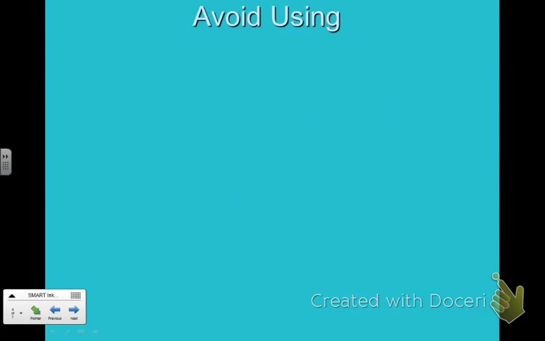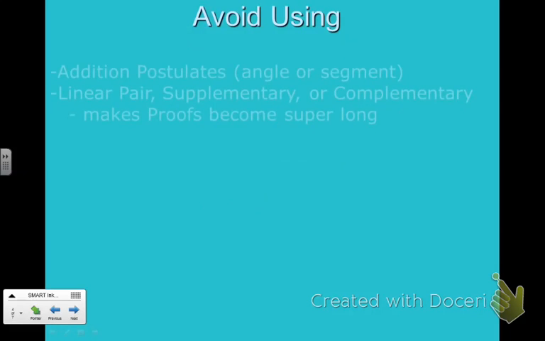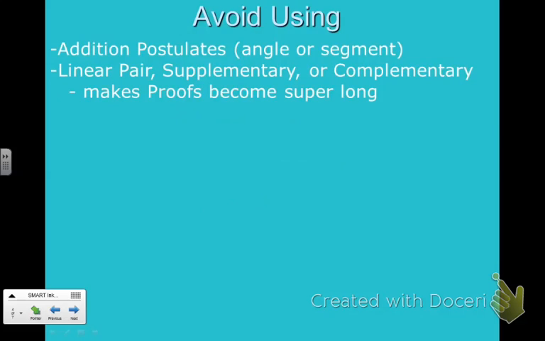Alright, some things to avoid using. We want to avoid using these types of things or contents or concepts while doing a proof because they make proofs longer and more challenging, more difficult. So avoid using, write this down, addition postulates, things that you have to do like angle addition, segment addition, where you're adding the values of angles and sides together, because you're just going to make it harder on yourself and you're going to turn like a 4-step proof into a 15-step proof. So please don't do that.